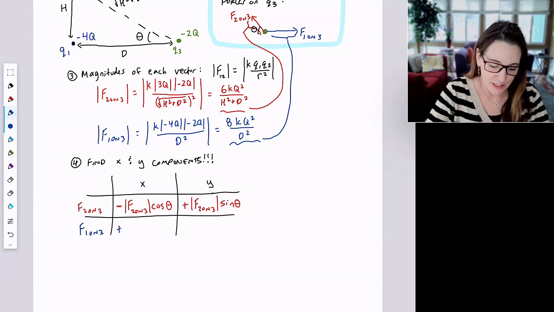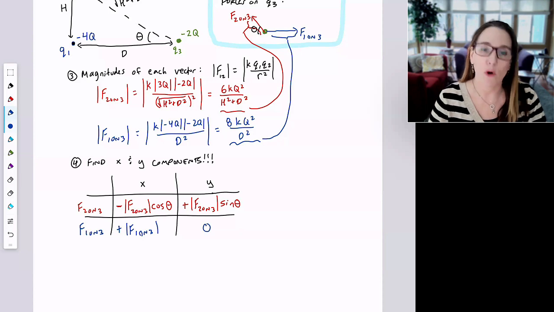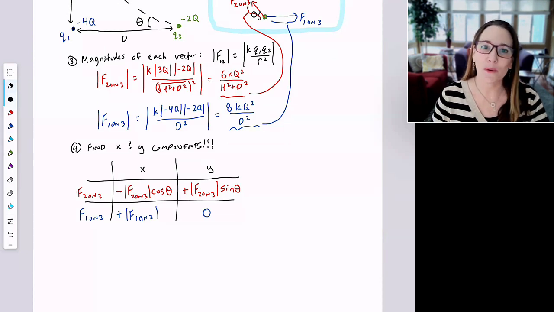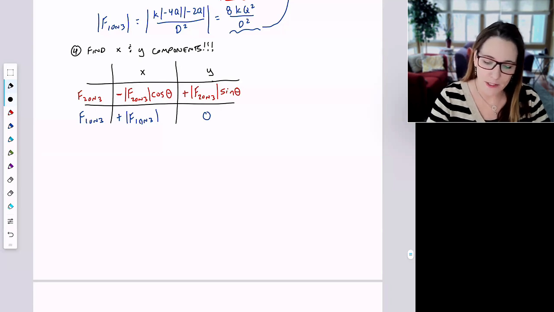So the x component is positive times the magnitude of the force that 1 exerts on 3. And there's no sine or cosine because it's just in the x direction. The y component is simply 0. So now we are ready to talk about the sine and cosine because the theta wasn't in the problem.